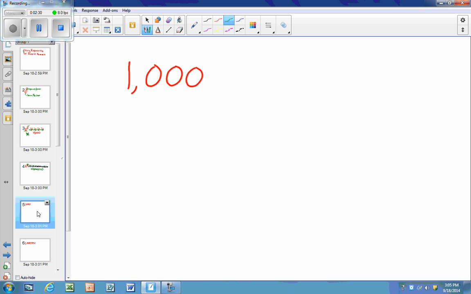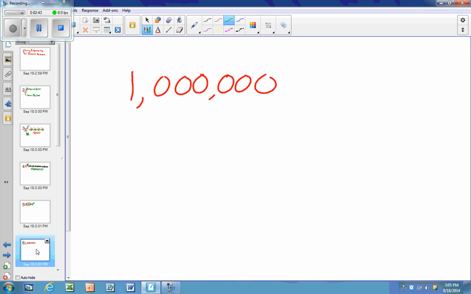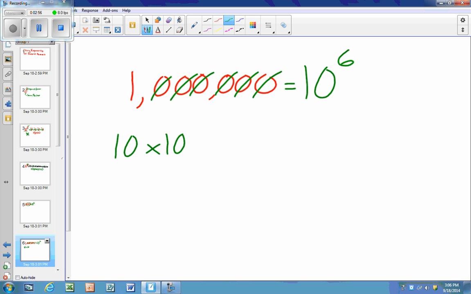Next one, sometimes I'm given the number in standard form and they ask for the exponential form. So I know I can use 10. There's 3 zeros, so I know it's 10 to the third power. Here's another example for exponential form. So I have a 10 and I have 1, 2, 3, 4, 5, 6 zeros. So it's 10 to the 6th power, which is also like multiplying 10 6 times, which would be 10 times 10 times 10 times 10 times 10 times 10.